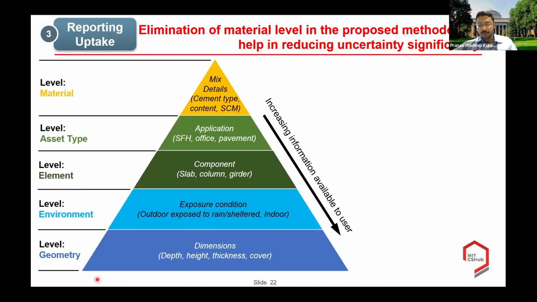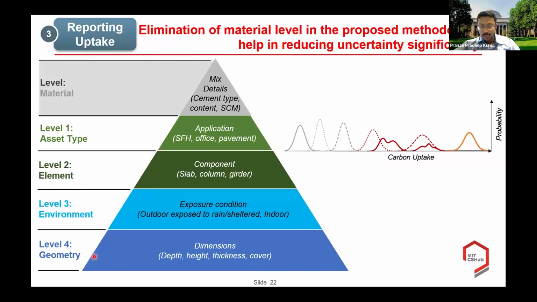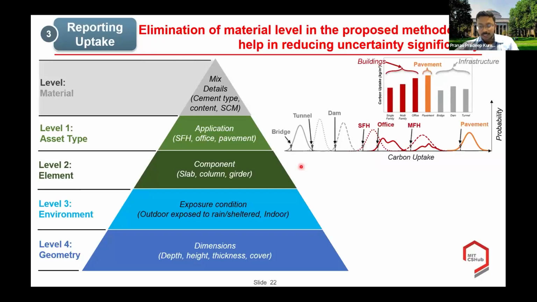So at the highest level of application-based levels, we have the application type followed by the different concrete elements, the exposure conditions, and geometric information. With the help of this model and the database that I showed previously, we can eliminate the material level altogether and have the levels begin from the user phase. So at level 1 here, we can get multiple different distributions representing different applications such as buildings, pavements, and other infrastructure, and use these distributions to come up with individual values that could be reported in the EPDs in the form of charts or tables for each mixed design.